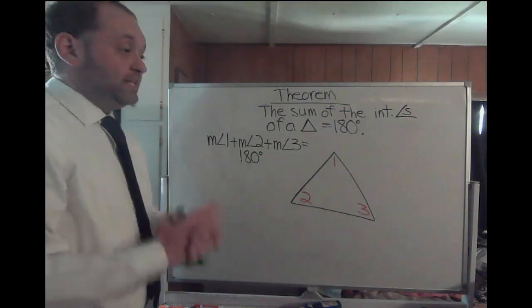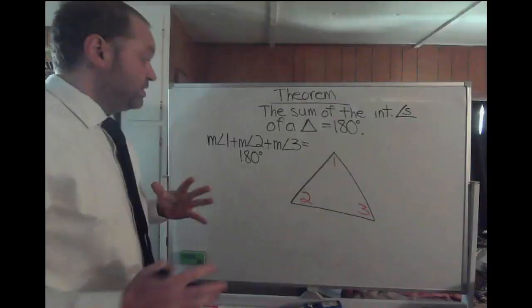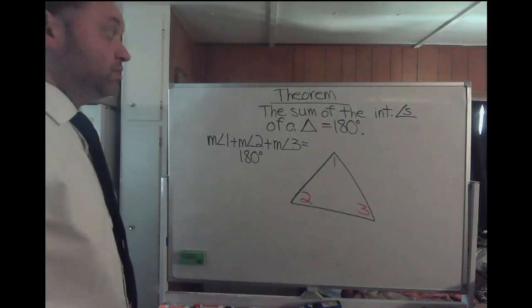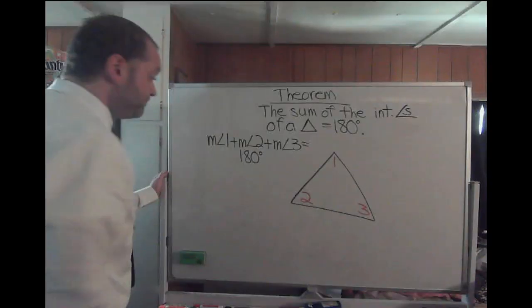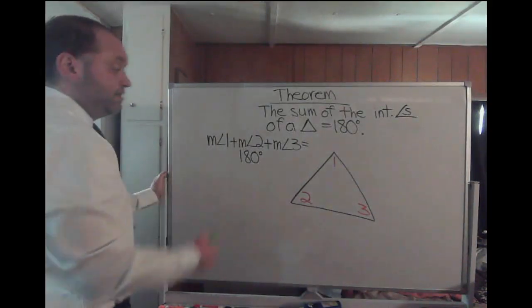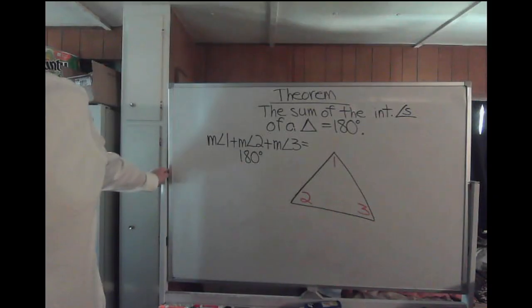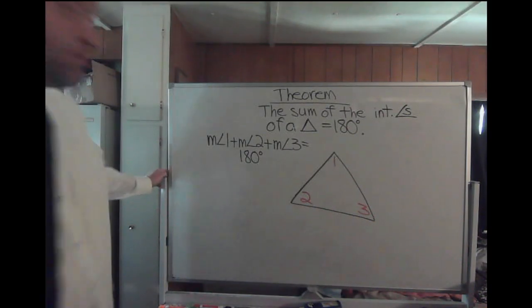It can't have less than 180, it can't have more than 180. If either of those happen, you don't have a triangle. It's really that simple. It's exactly 180 for the sum of the three angle measurements. Okay.